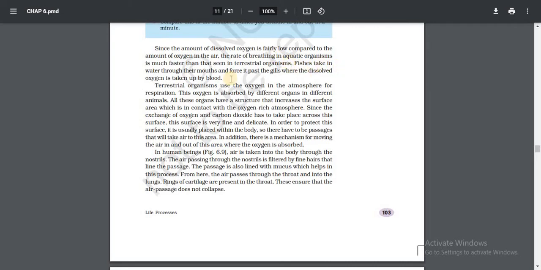Fishes take in water through their mouths and force it past the gills, where the dissolved oxygen is taken up by blood. Terrestrial organisms use the oxygen in the atmosphere for respiration. This oxygen is absorbed by different organs in different animals. All these organs have a structure that increases the surface area in contact with the oxygen-rich atmosphere.